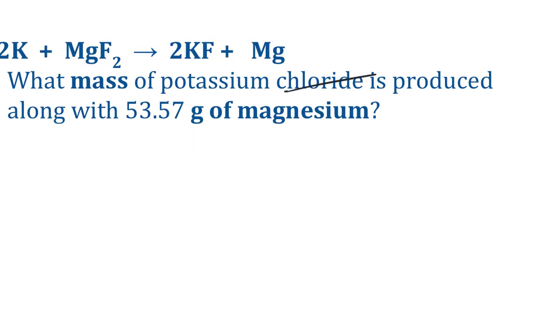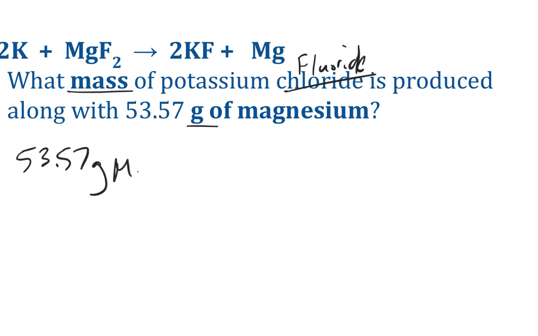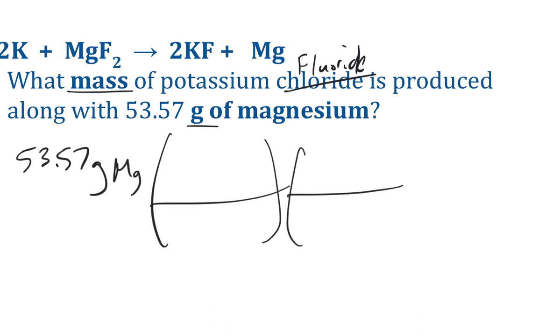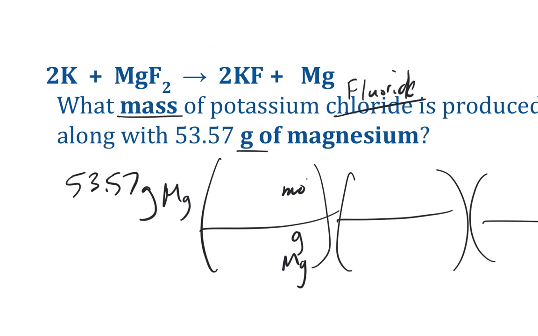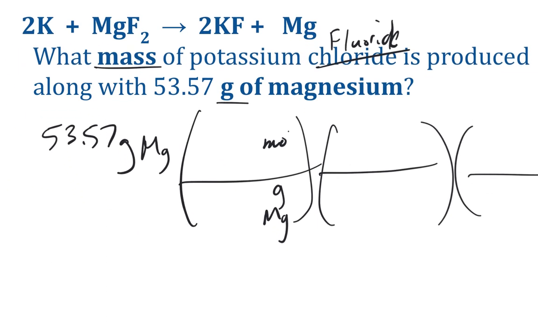This one I had a little typo. It should be fluoride. So with that, we're going from mass to gram, which is mass, so it should be 3 brackets. So I write down 53.57 gram of Mg. Every bracket needs mole at least 1 time, so that goes to mole of Mg. The number in front of mole is 1.